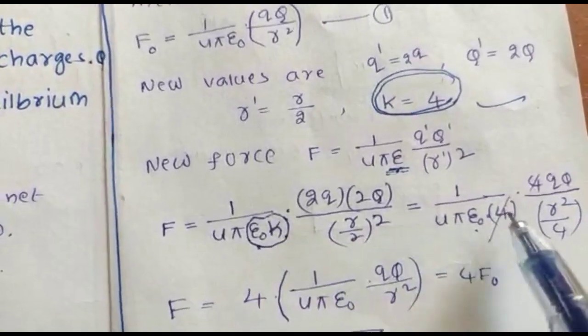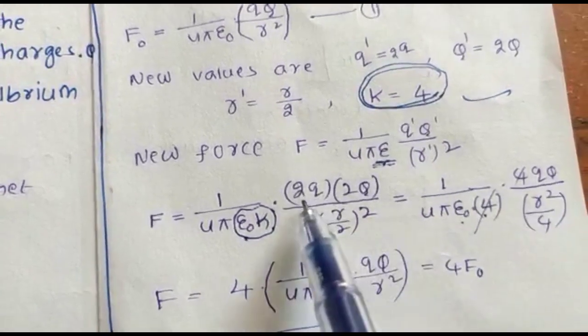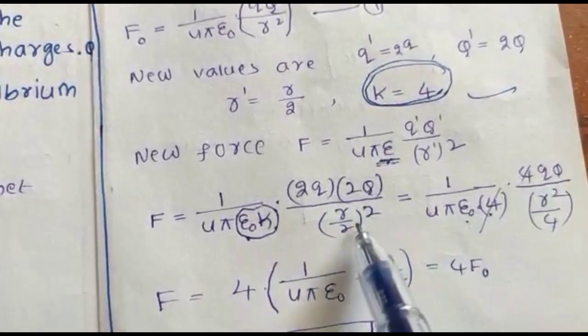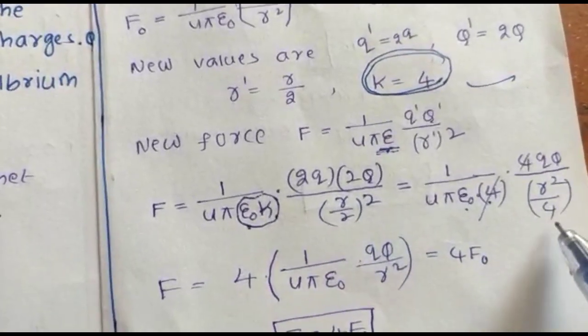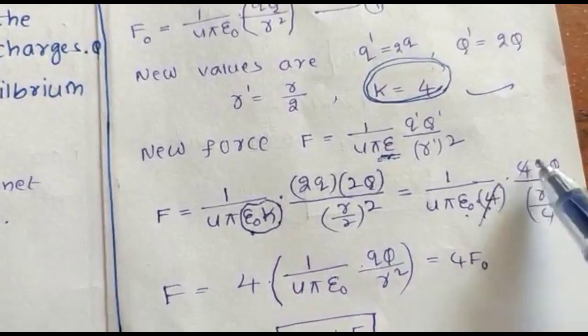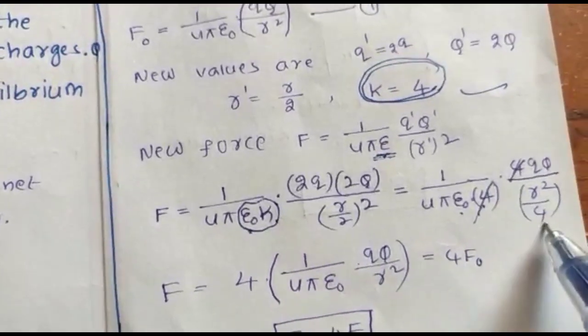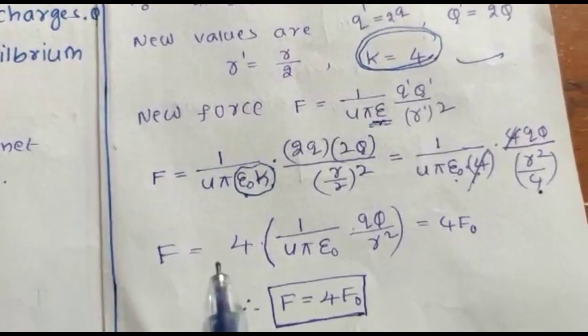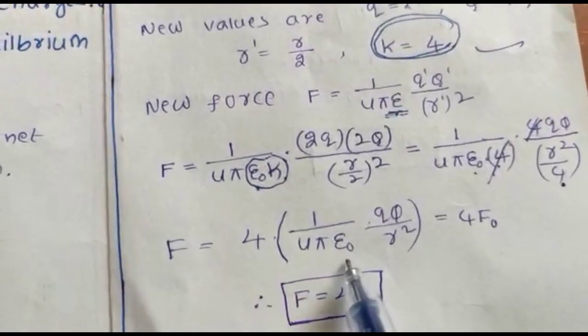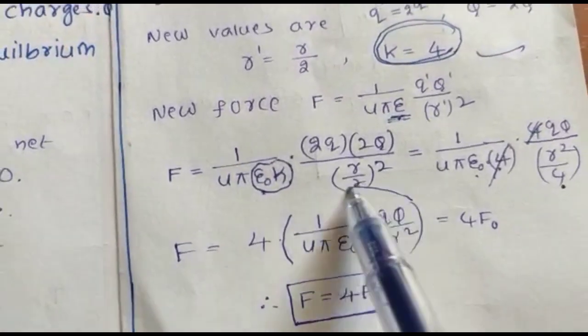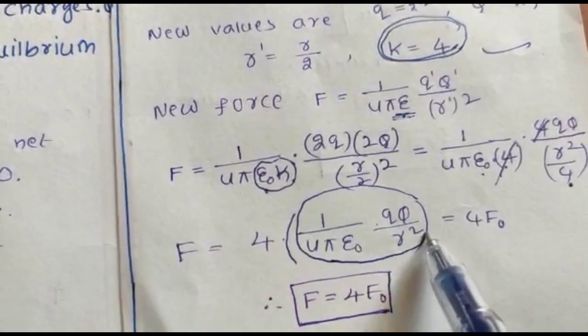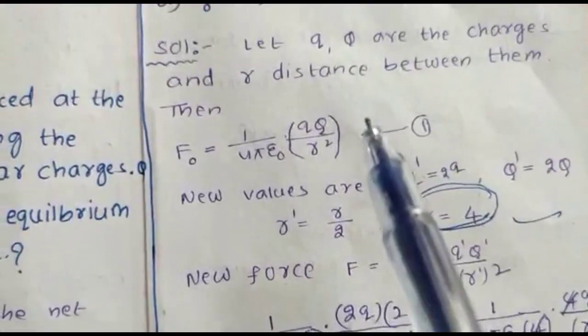In place of K I am substituting 4, and 2 and 2 becomes 4QQ, and R by 2 whole square. Therefore R square by 4, and this 4 goes upside, this 4 and this 4 cancel. Therefore when this 4 goes upside, it becomes 4 into 1 by 4 pi epsilon naught Q Q by R square. This 1 by 4 pi epsilon naught Q Q by R square is nothing but equation number 1.